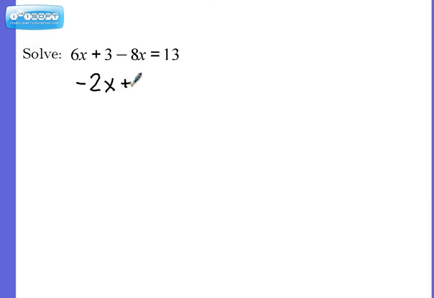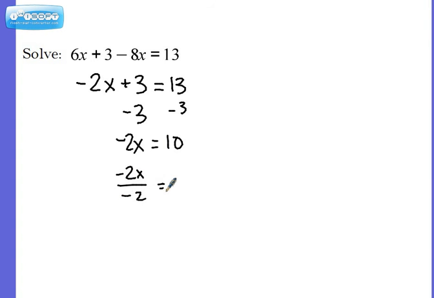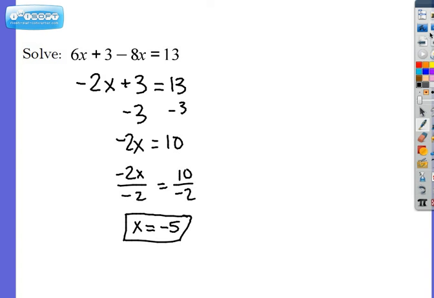Then we have this plus 3 here. That was still left over. I can't combine that with the x's. It's different. That equals 13. And again, now we have a 2-step equation to solve. Subtract 3 from both sides, and you have negative 2x is equal to positive 10. And then we divide both sides by negative 2. And so we get x is equal to negative 5. So that's when we can combine like terms.